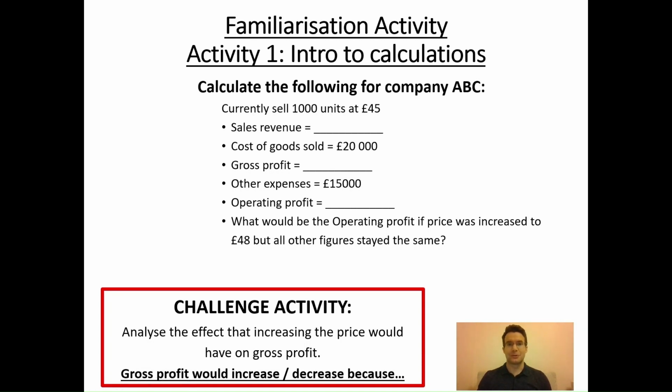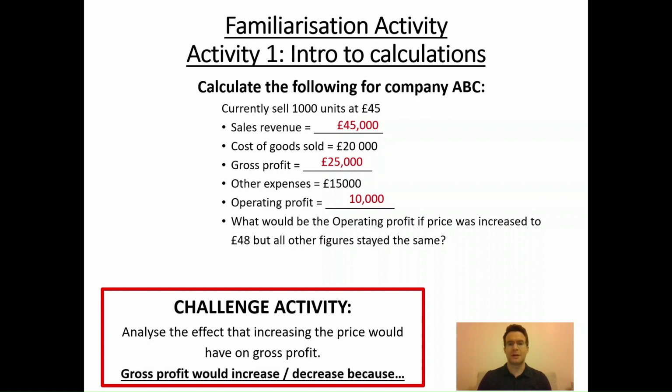So if you've had an opportunity to calculate some of these responses, let's have a look at the answers. So the question was to calculate the following for company ABC. This is a made-up company. They currently sell 1,000 units of £45 each. So that makes the sales revenue 1,000 times 45, 45,000. The cost of goods sold was 20,000, which means that the gross profit would be 25,000. Other expenses being 15,000 leaves us with an operating profit of 10,000.